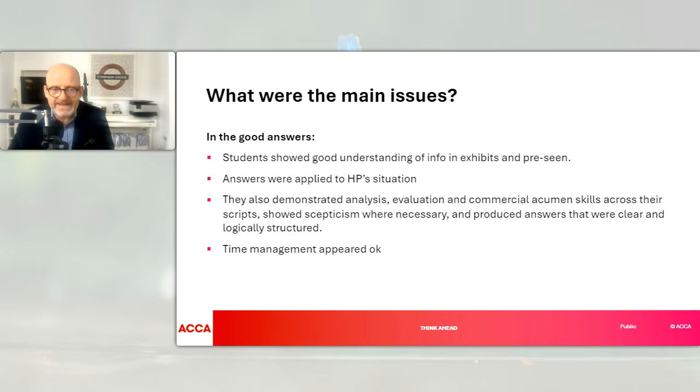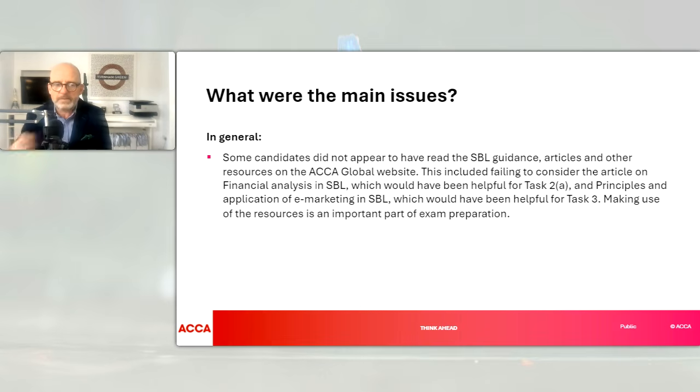A good thing, I think, that came out of this particular report was that time management was okay, but time management is a perpetual problem students struggle with. I will mention a tiny bit about that later on. So what were the main issues in summation?